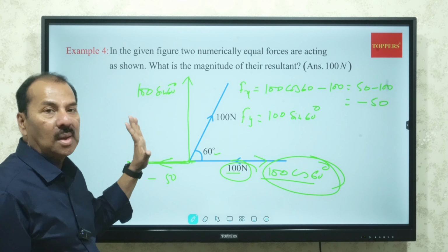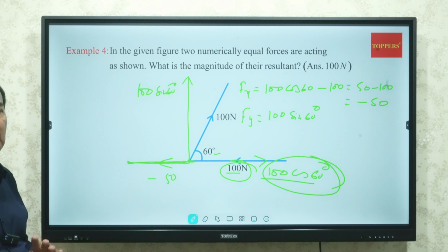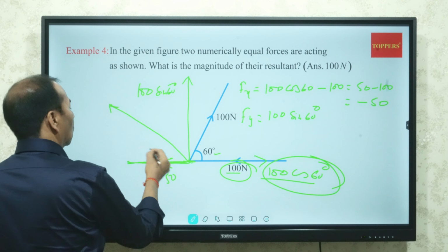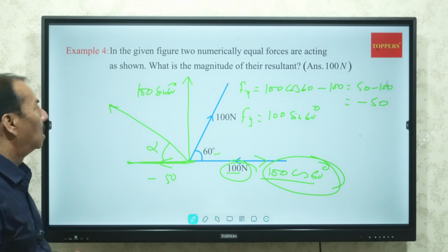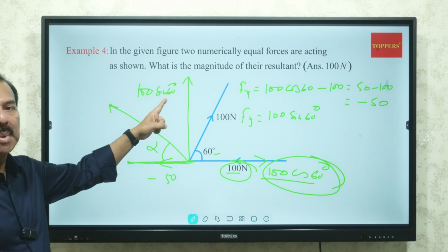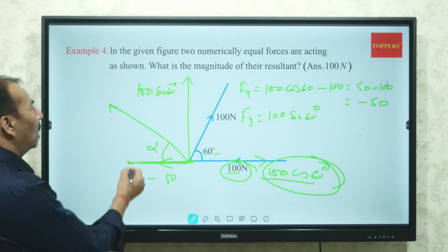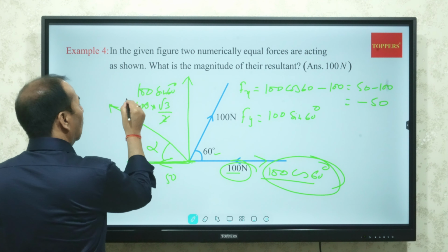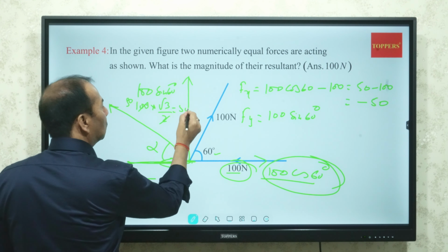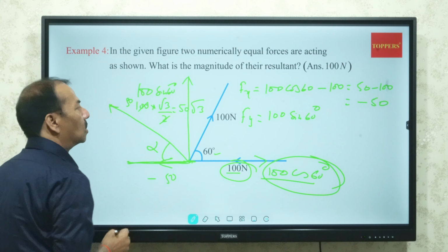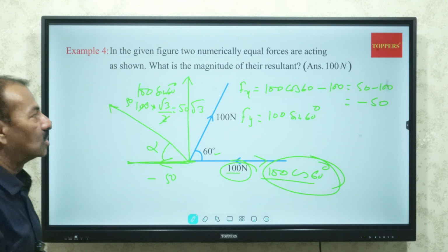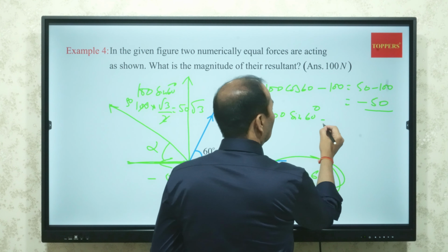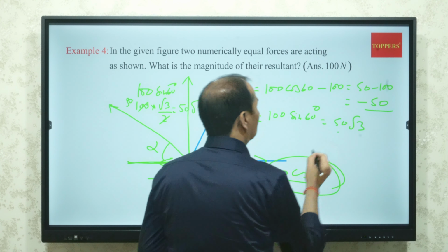The y component is acting this side. So in which direction will the resultant act? The resultant will be somewhere this side. That angle, let us say it is alpha. So 100 sin 60 will be equal to how much? 100 into root 3 by 2. So this is cancelled, 50. So this equals 50 root 3. So Fx is known, that is minus 50. Fy is known, that is equal to 50 root 3.